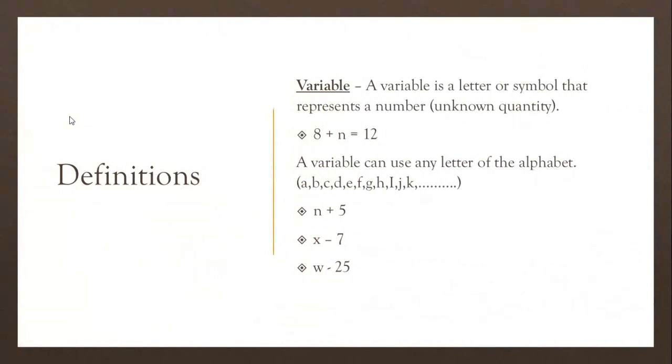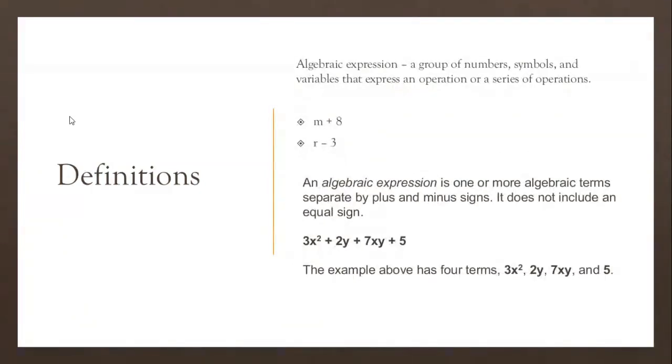So firstly, we've talked about this before. A variable is just a letter or a symbol that represents a number. And we can use any letter in the alphabet. So you would have seen this in the beginning of the Algebra 1 unit. We used a lot of different letters. So it doesn't have to be just the letter X, it can be any letter of the alphabet.